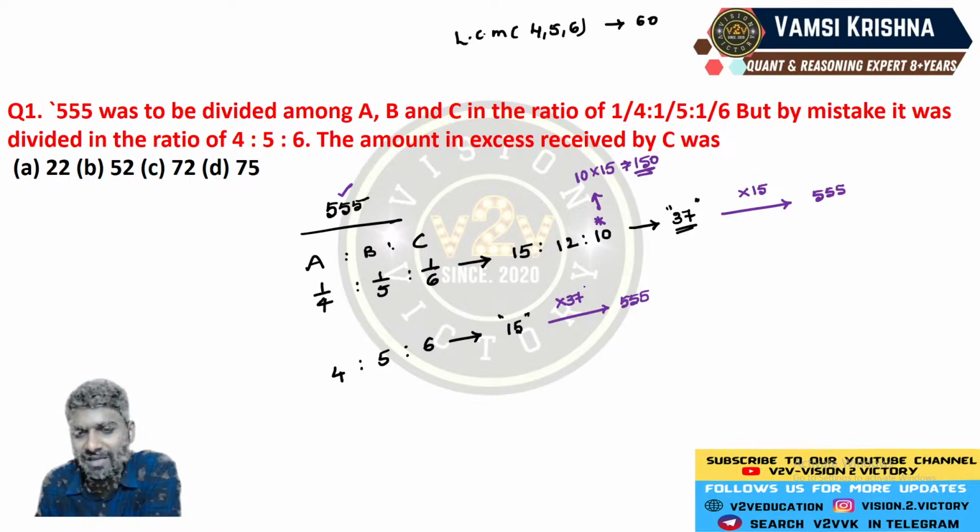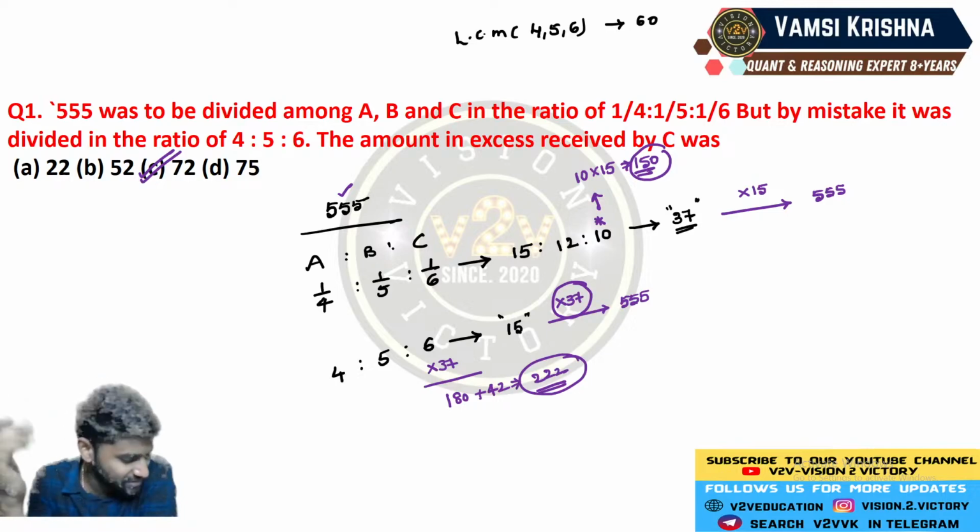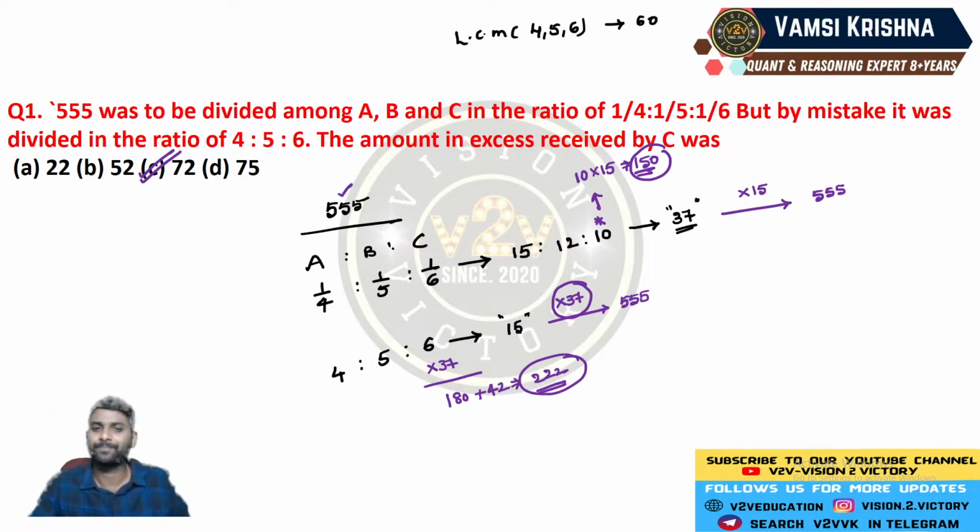In the second calculation, each unit value is 37, and C gets 6 units. Now 6 into 37: 6 into 30 is 180, 6 sevens are 42. So he gets a share of 222 rupees. 222 is more than 150 by how much? Exactly 72 rupees. So because of the wrong distribution, C gets 72 rupees more than in the original distribution. So that's the question.